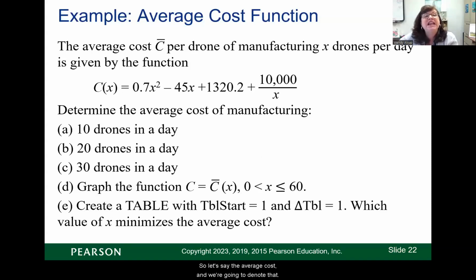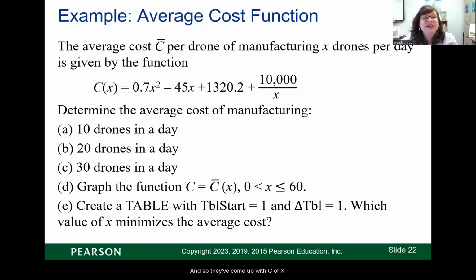So let's say the average cost, and we're going to denote that. Do you know what denote means? Denote means the symbols that we're using to represent something. So we're using C with the bar over it to represent the average cost function for manufacturing X drones per day. So some company has done statistical analysis and come up with a function that approximates pretty closely the average cost for making a certain number of drones a day, depending on the cost factors, okay?